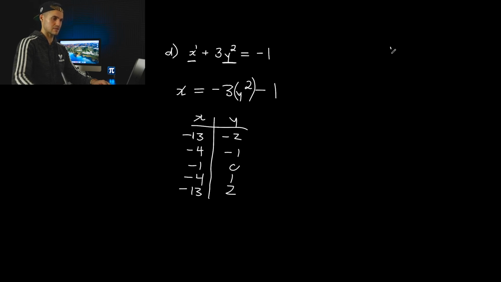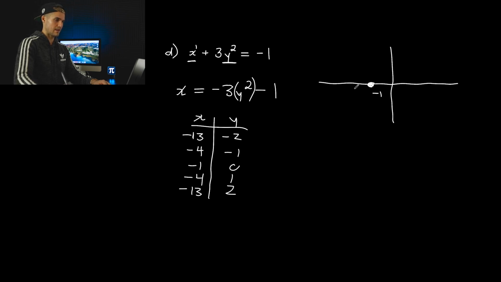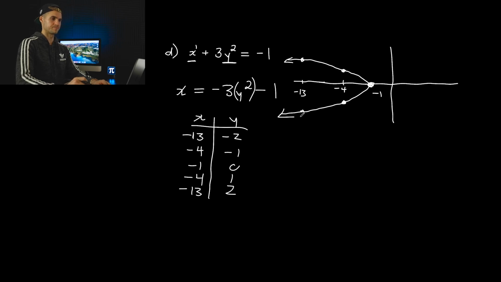So if we plot this, let's see how this is going to look. So we got negative 1 and 0. That's going to be right here. And then we have an x value of negative 4. That's over here. And then we have a y value of negative 1 and positive 1. So that's going to be up here and up here. And then we got negative 13. So we're going to have 2 and negative 2. So it's going to look like that, right?